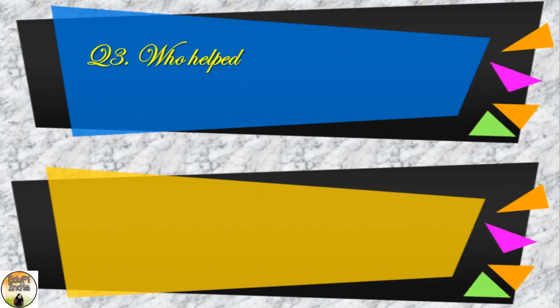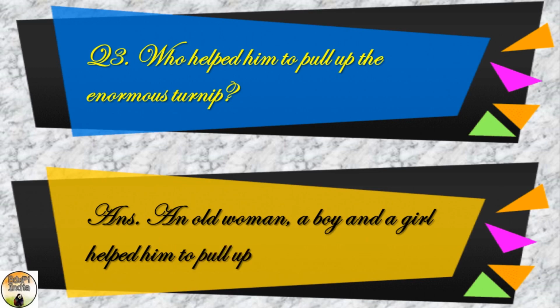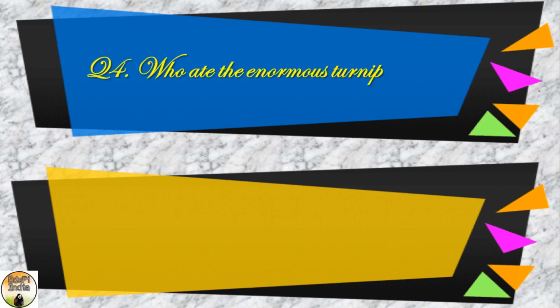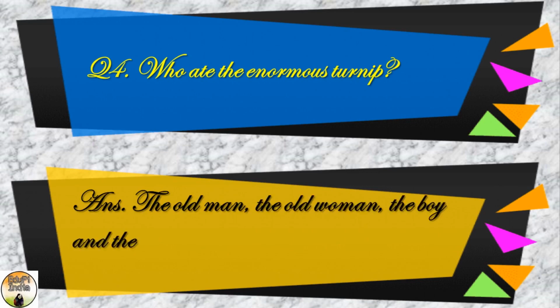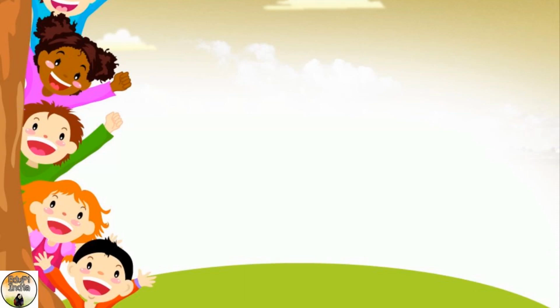Question number 3 is, who helped him to pull up the enormous turnip? Answer is, an old woman, a boy and a girl helped him to pull up the enormous turnip. Last question is, who ate the enormous turnip? Answer is, the old man, the old woman, the boy and the girl. All four of them ate the enormous turnip. Now let's go to the NCERT exercise.